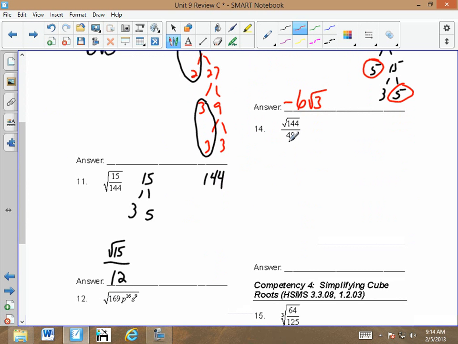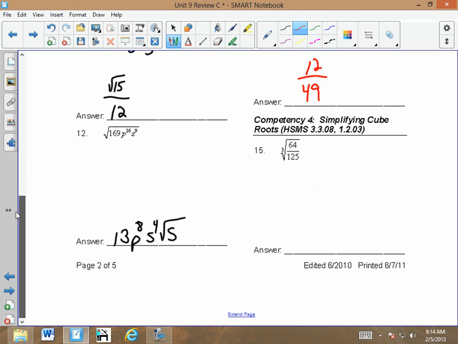Now, we know 144 is a perfect square. It's 12. So we get 12 over 49. Now we have to reduce that. So in my calculator, I put 12 over 49, hit my equal sign, and it gives me 12 over 49. So my answer is 12 over 49, because there's not a number that goes into both 12 and 49. Now I know that because 49 is 7. 7 can't go into 12.